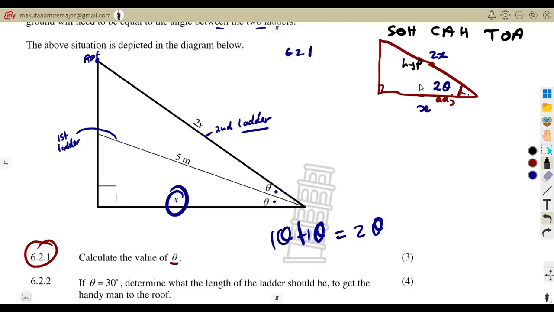It's the cos, adjacent over hypotenuse, the cosine of theta, but this time it is no longer theta, it's 2 theta. The angle inside is 2 theta. So the cosine of 2 theta is equal to adjacent over the hypotenuse.